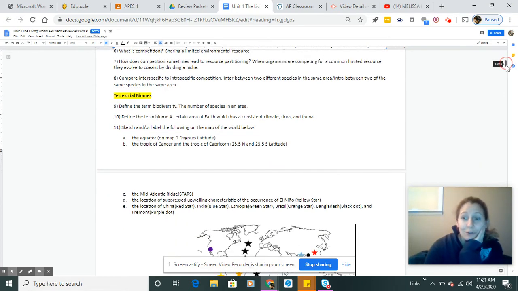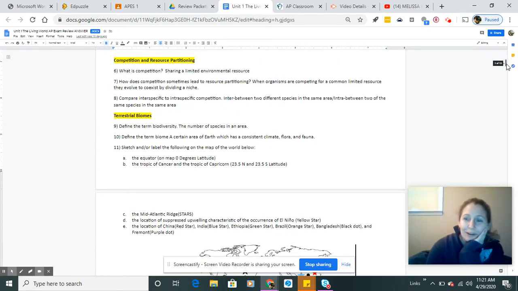Biodiversity. If you don't know about it by now, major problem. The number of species within an area. Biome is obviously a certain area of Earth where you have a similar climate, flora, fauna, animals, plants, things like that.